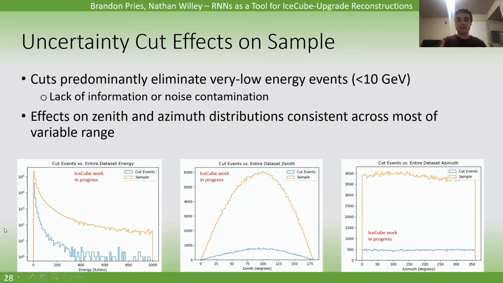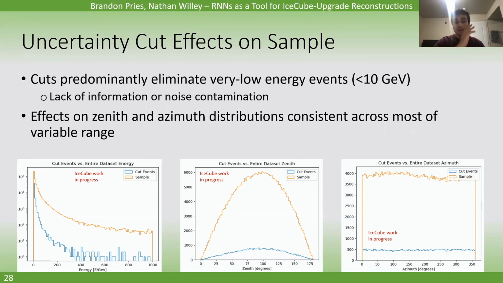The main thing to note here is that most of the events that are cut are very low energy events. This makes a lot of sense because a low energy event in the detector might have a lack of information, for example. There might be a very small amount of hits that are actually inputted into the RNN. Thus, the RNN might have a hard time reconstructing it.